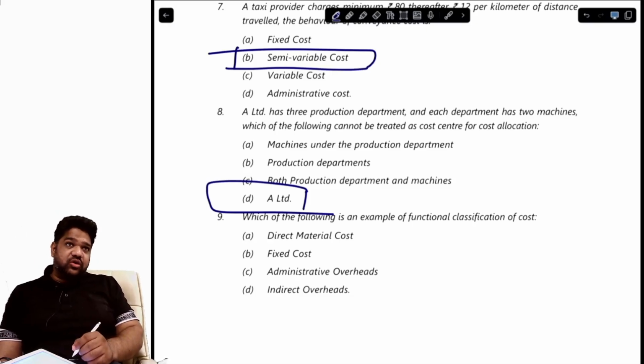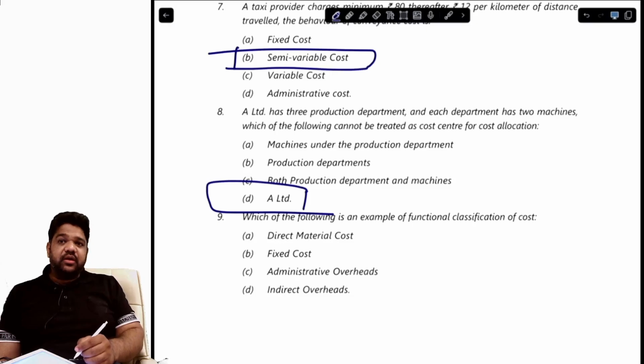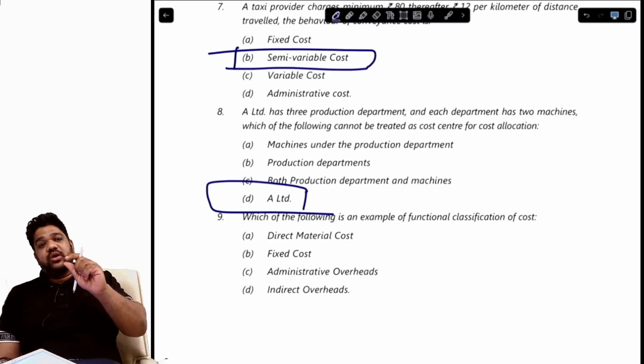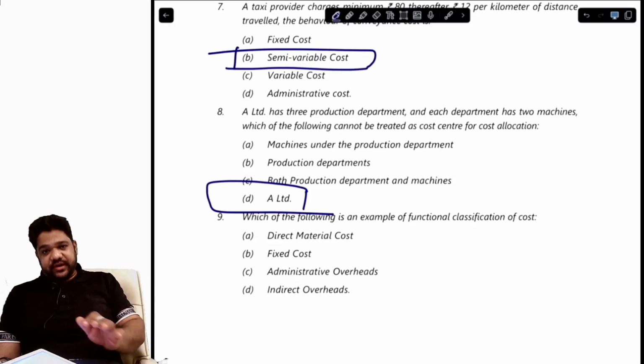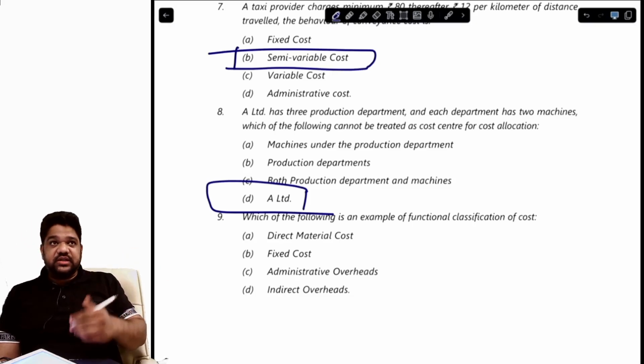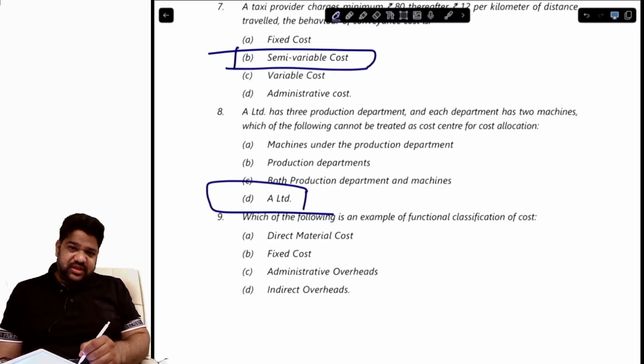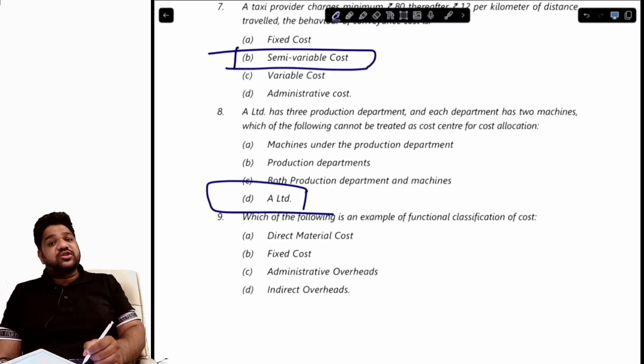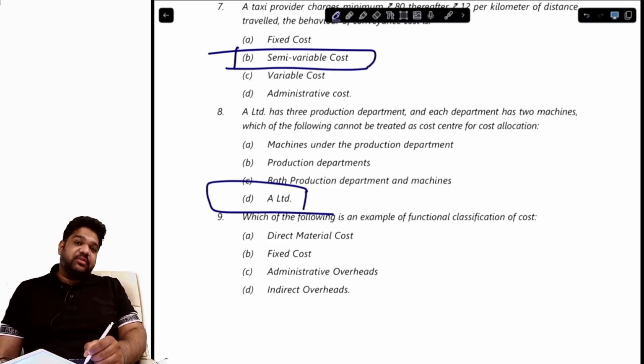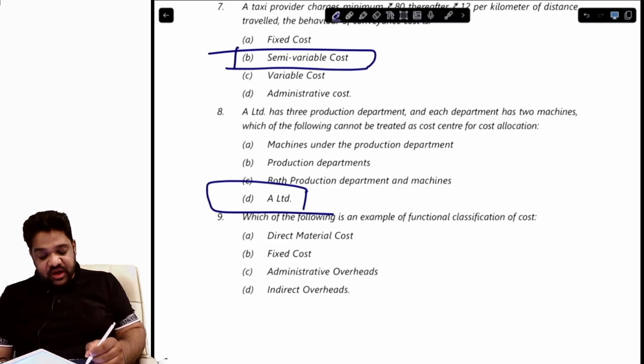Now, let's see. Is direct material cost a function? No. Why? Because it is only showing you the nature, whether it is direct or indirect. Okay, it is not a function. Okay, so which is why no. Fixed cost, is that a function? No, it is a cost behavior. A cost behavior means how a cost behaves to the level of activity.